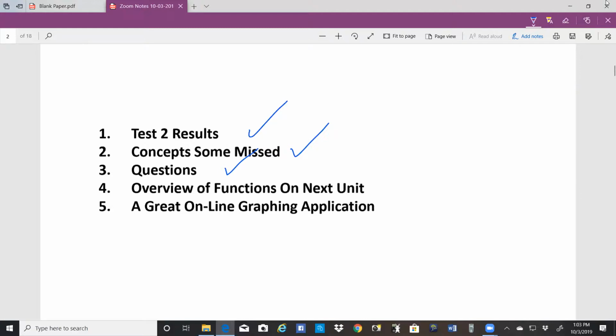And then I'm going to give an overview of the functions we're going to be talking about. I say next unit, it's really the unit that we're talking about after test 2, which is function modeling. And then I'm going to talk about a great app for graphing something. If you're interested in graphing online very easily, I'm going to show you how to do it so you can graph some functions if you'd like to. A graphing calculator is not required.